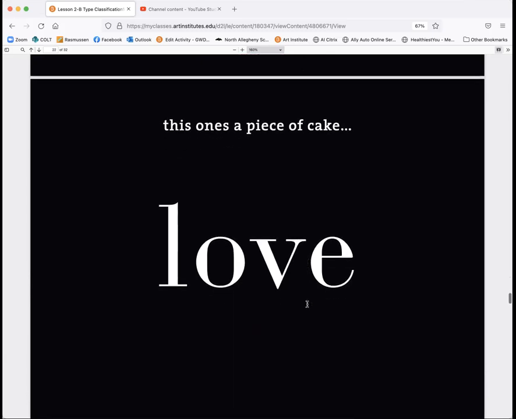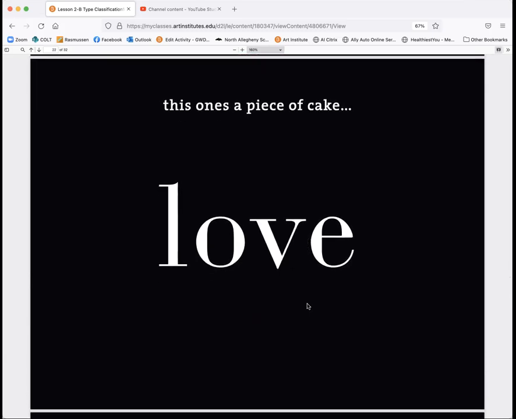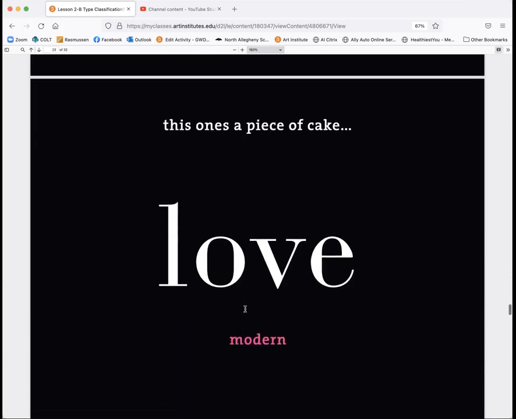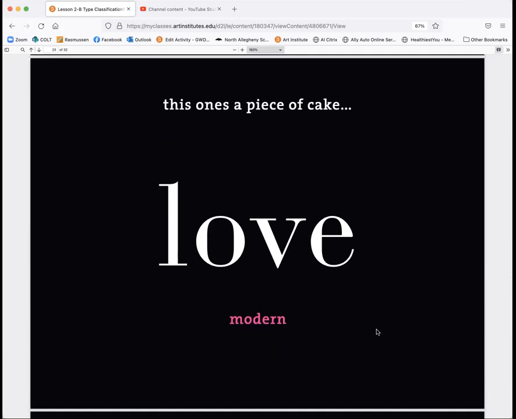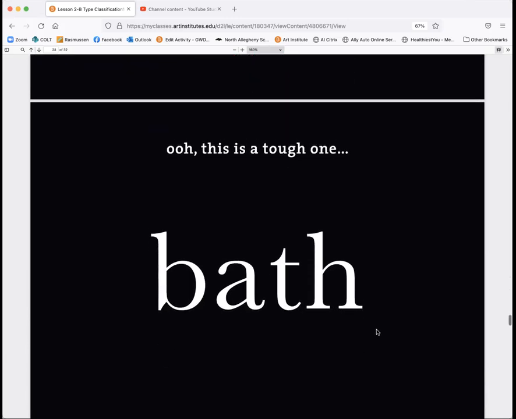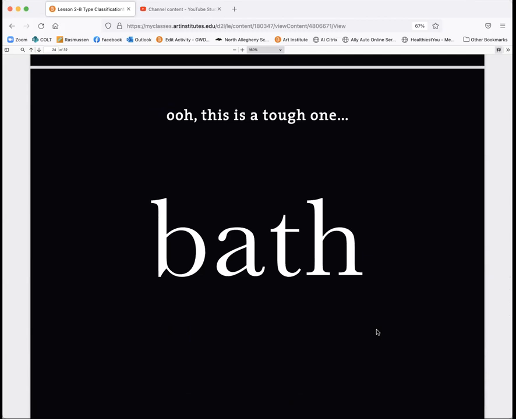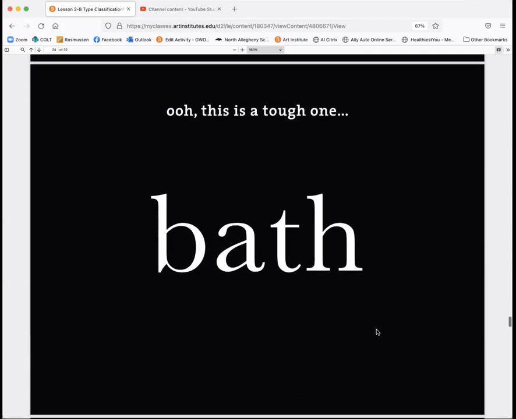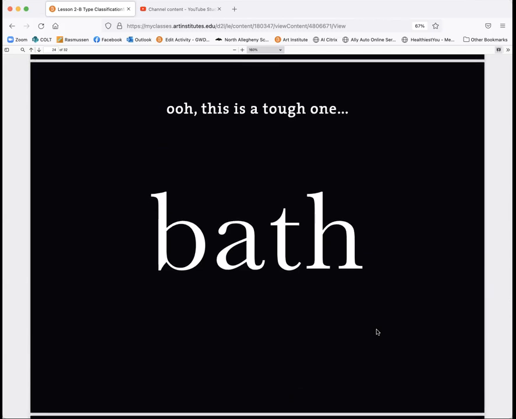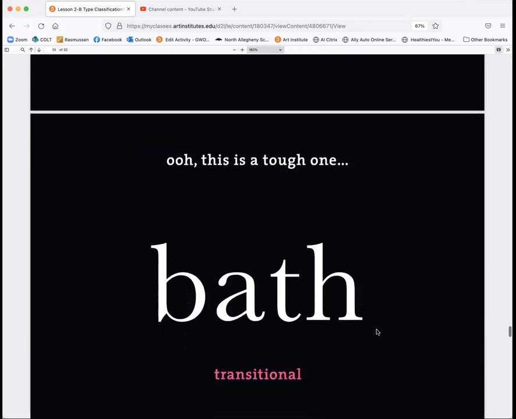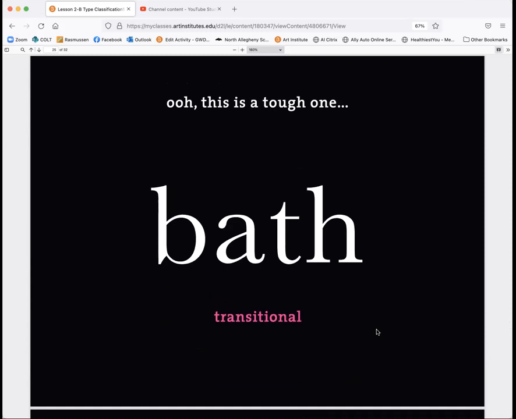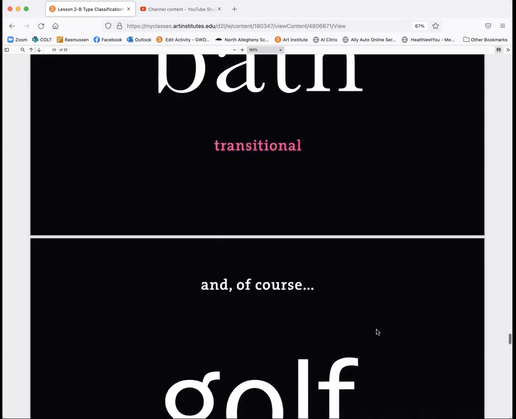Okay, this one's a piece of cake. What do you think this one is? Take a look at the serifs, and how thin they are. We just talked about that. If you said modern, you are correct. This is a modern typeface. This one's a little bit tougher. What do you think this one is? Take a look at the serifs. Transitional. If you thought transitional, you are correct.